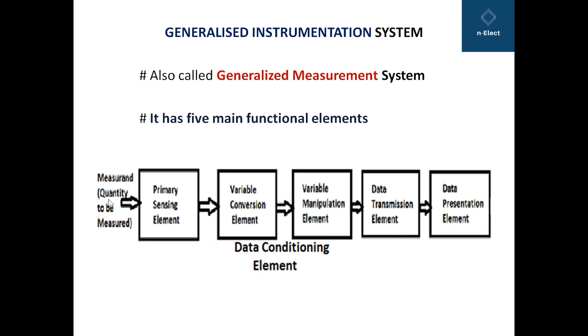Measurand, or the quantity to be measured. Measurand means the quantity to be measured, which first comes in contact with this primary sensing element, and this primary sensing element is also called the detector transducer stage. So we will see a blockwise explanation of all the blocks so that it will be clear to understand.